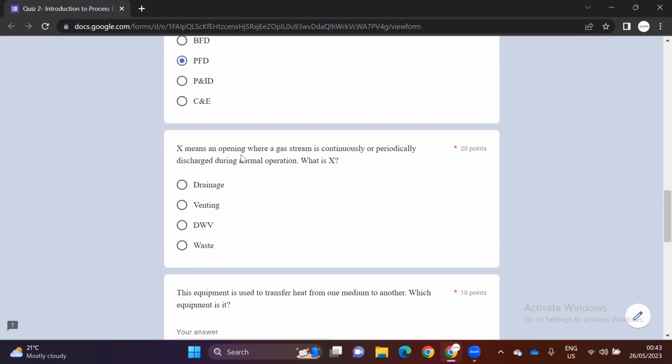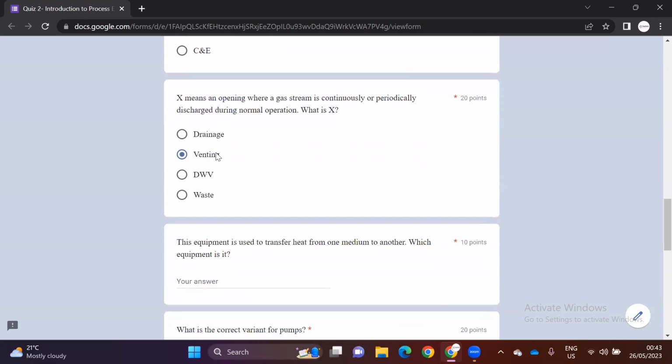What is X? Okay. If it's about the gas, it will be venting. But what is drainage? Drainage, actually, is the discharge of the liquids from the separators or from other sources. We have also DWV. Most probably you already know what waste is. And DWV is drain, waste, and vent. The answer will be venting.